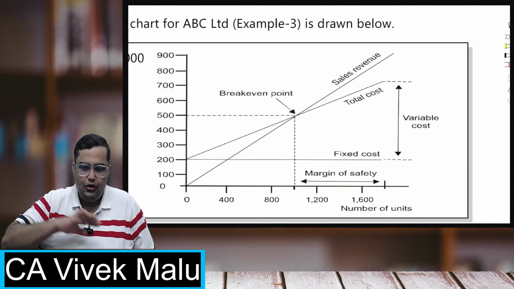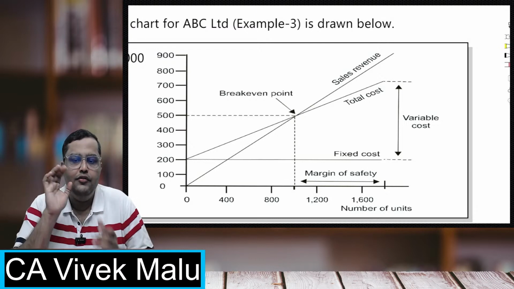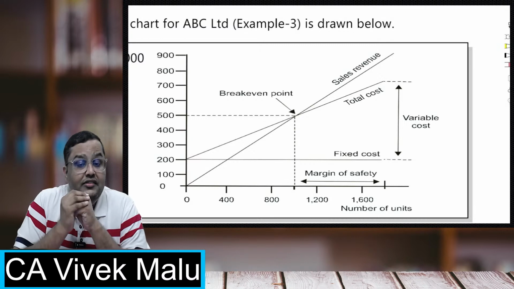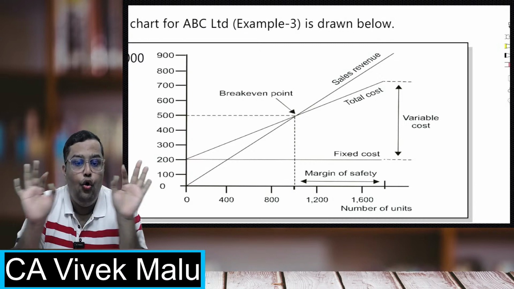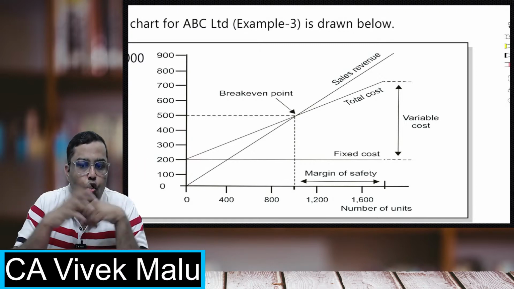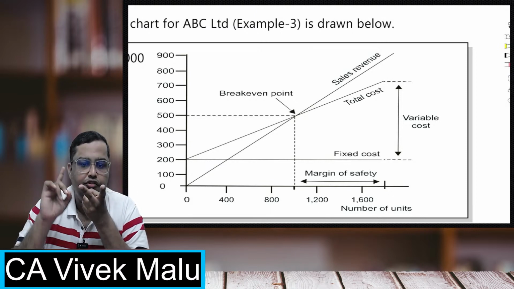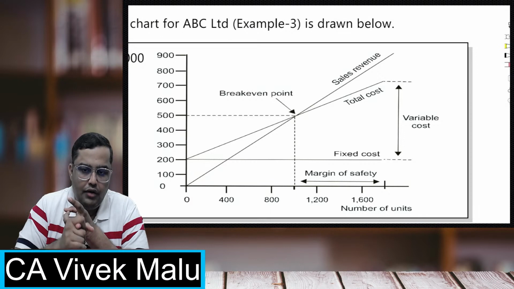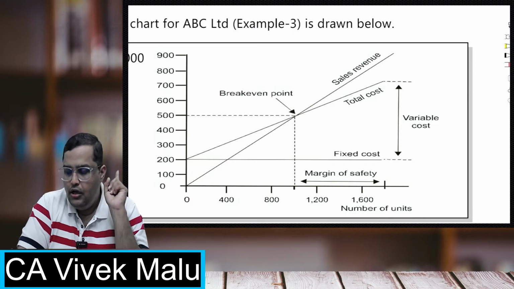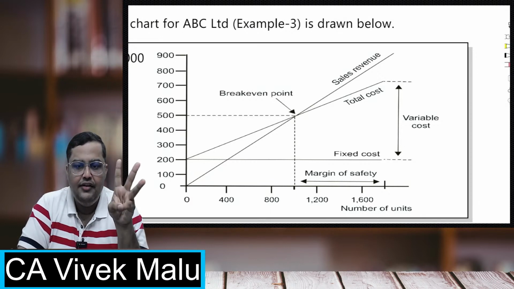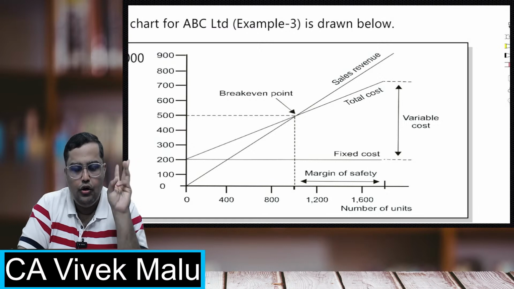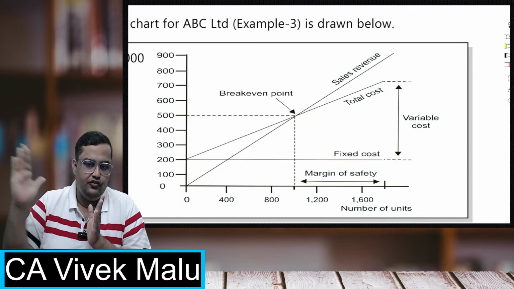Okay, so I'm having the total cost, the total sales, and the third one is fixed cost. My question: is there a variable cost line? No. Is there a profit line? No. There is no total variable cost line. There are 3 lines: sales, total cost, and fixed cost. Remember that.